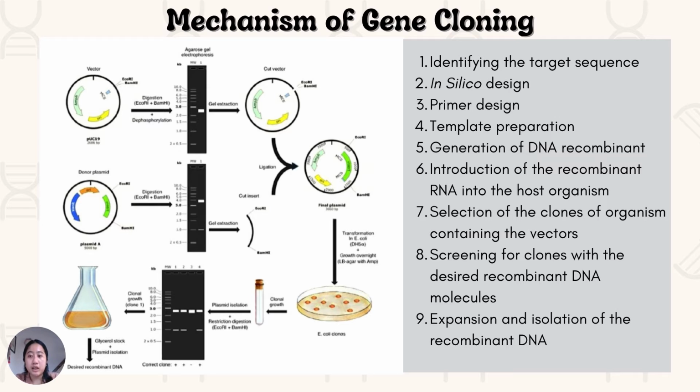The eighth step, screening for clones with the desired recombinant DNA molecules. There are three main strategies in achieving this: colony PCR screening, restriction digestion screening, and DNA sequencing.